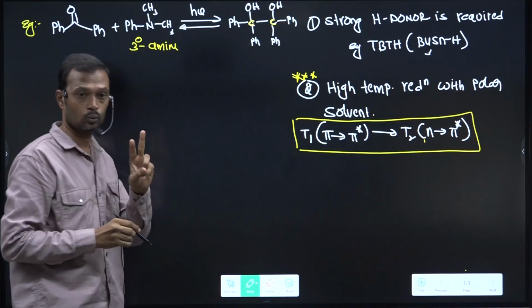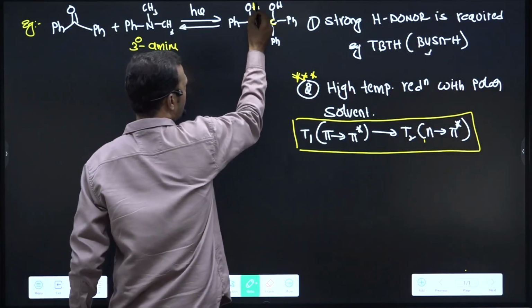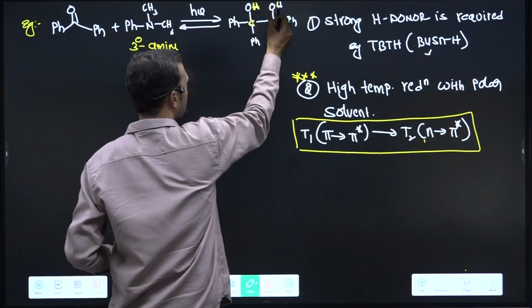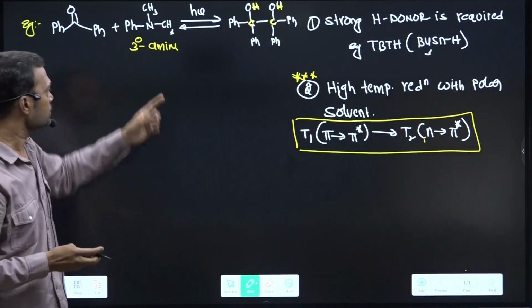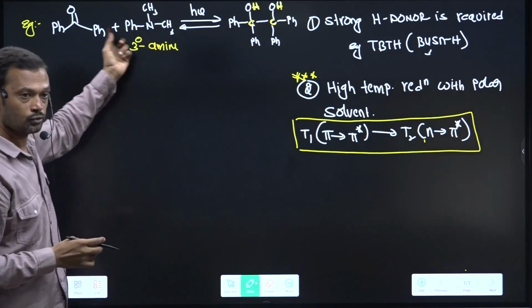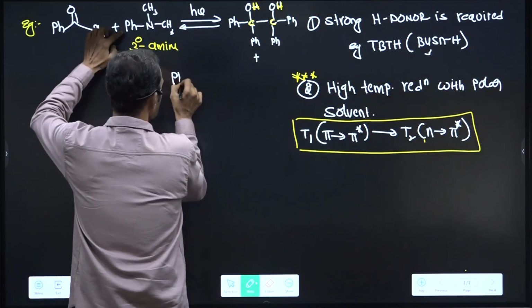Total how many? 2. So the first molecule is taking one hydrogen. The second molecule also is taking one more hydrogen. Total how many hydrogens? 2. Means it is giving how many hydrogens? 2. If you are taking this 2, here also we need to take 2. Now this is giving 2 hydrogens.